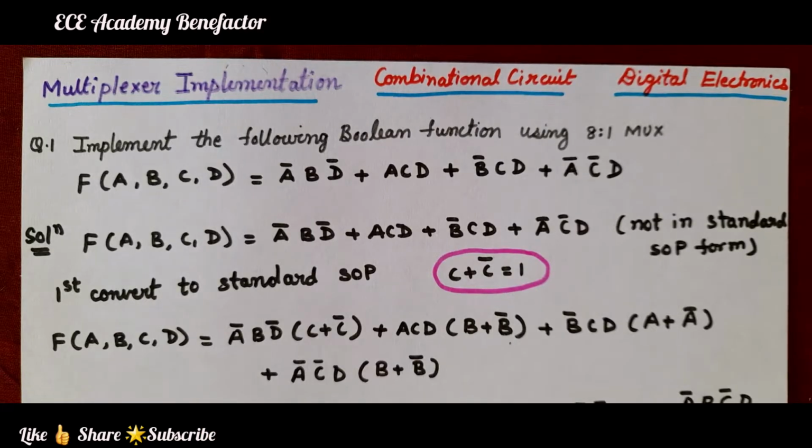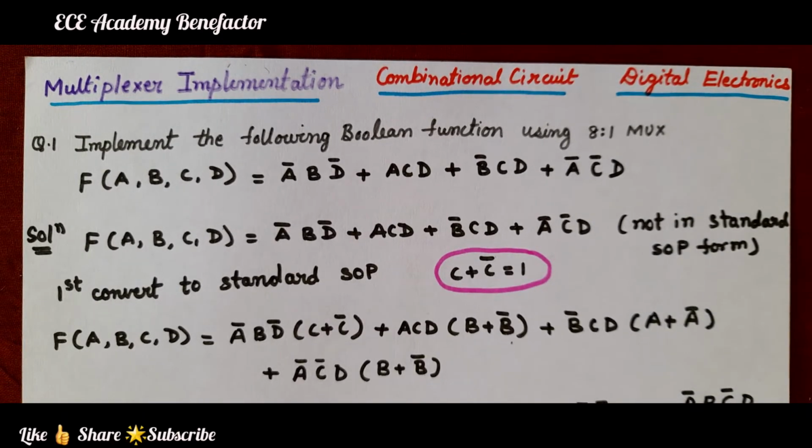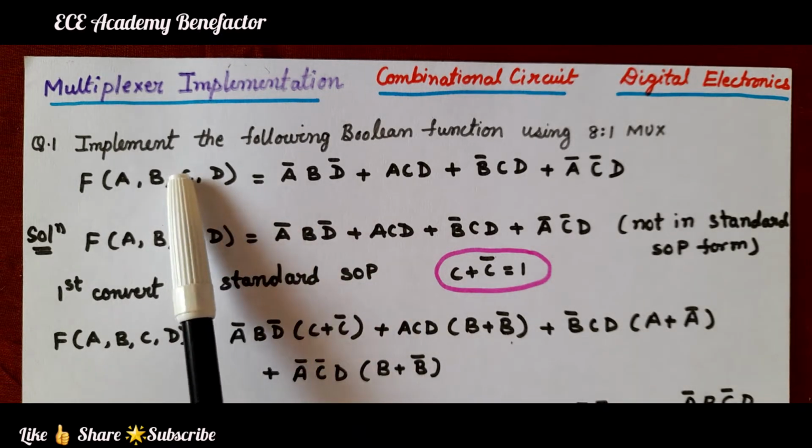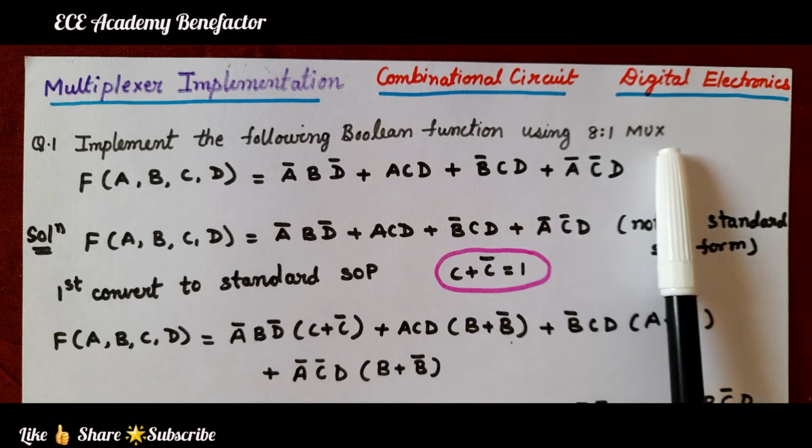In this class we will be seeing the multiplexer implementation using 8:1 mux. The topic is from combinational circuits. The subject name is digital electronics. Let us solve a problem for the design of multiplexer, implementation of multiplexer. The given problem is: implement the following Boolean function using 8:1 mux.